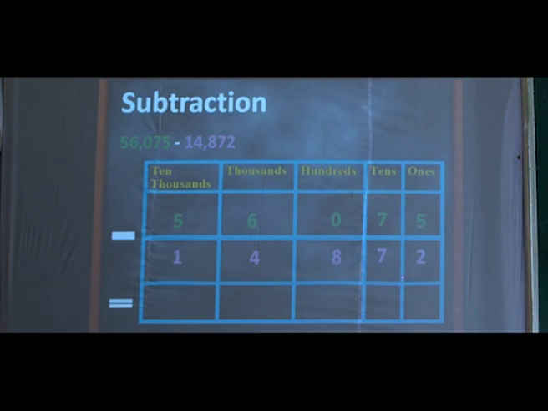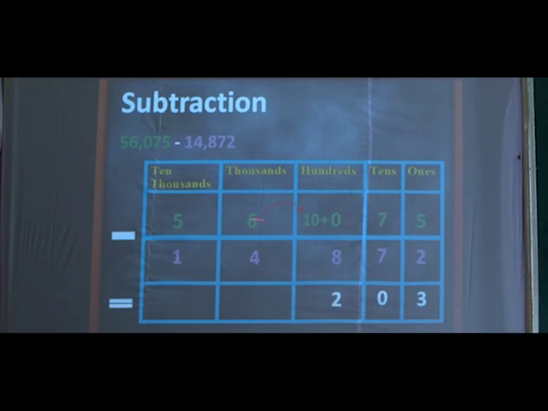5 minus 2 gives us 3. 7 minus 7 gives us 0. 0 minus 8. How can I subtract 8 from 0? What do we do? We take 1000s and regroup it to hundreds. Now when you regroup 1000s to hundreds, it turns to 10, right? So 1000 gives 10 hundreds, and we add that to the 0 or to the hundreds that is already there. So in this case it is 10 plus 0 is 10. So we subtract 8 from 10 and we get 2.